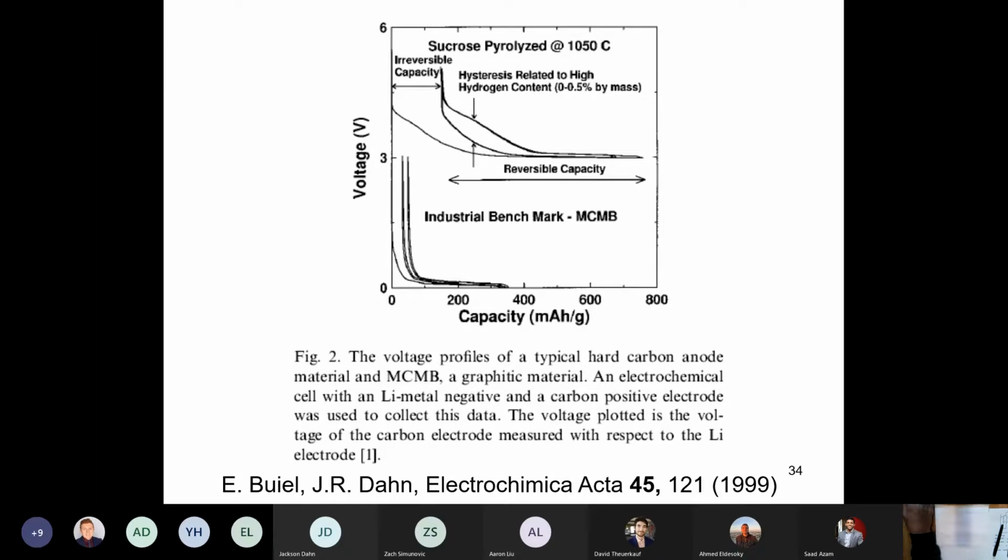Okay, it's 12:35, so I'll begin. I want to speak today about the carbons that are in so-called region 3 of the diagram that we've been speaking about. This is an example of a carbon prepared from sugar, pyrolyzed at 1050 degrees C. It has this very long reversible capacity plateau and a sloping region, giving you overall about 550 milliamp hours per gram of reversible capacity. So pretty interesting.